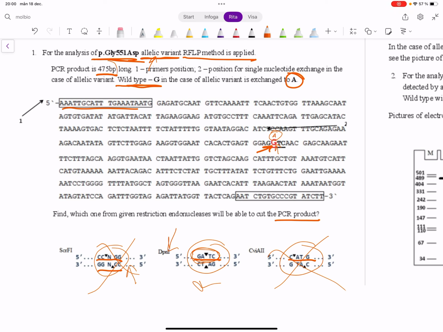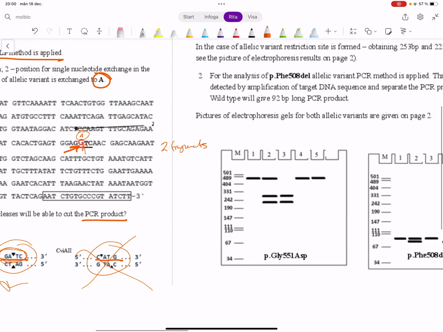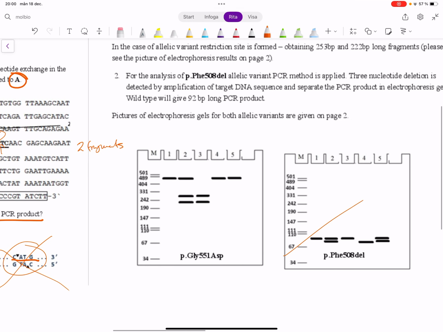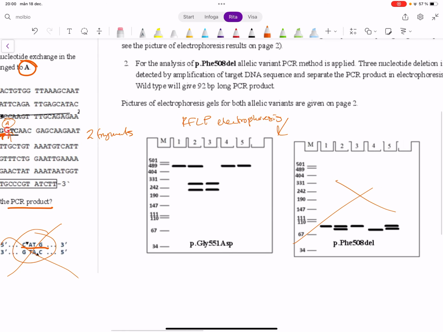That would mean if we have 475 base pairs, after putting the restriction enzyme to the DNA, it will be cut. And when it's cut, that will lead to us having 2 fragments of different lengths. So this means in an electrophoresis picture, and let's not think so much about this one, this will be the RFLP electrophoresis. Let's look at patient number 1.